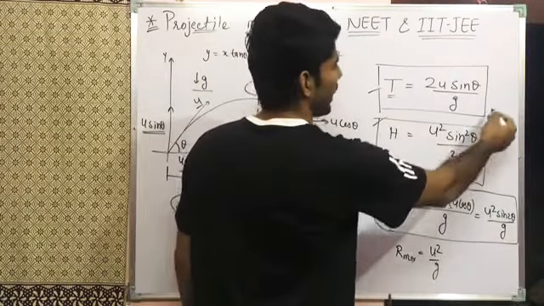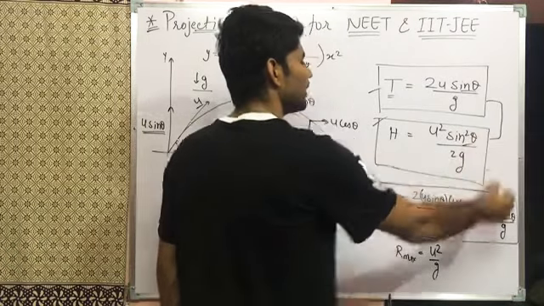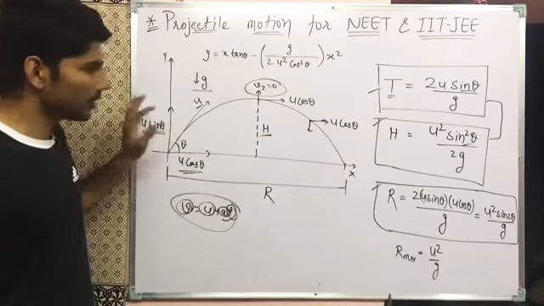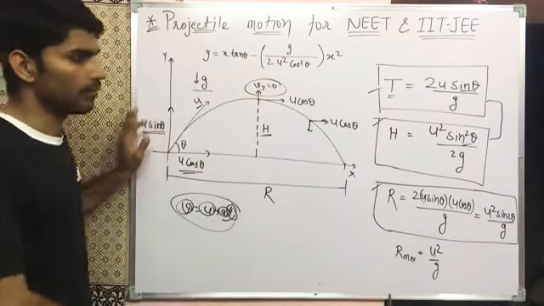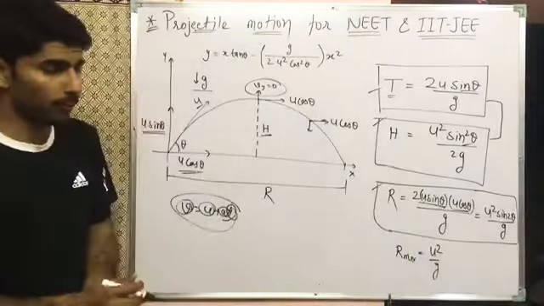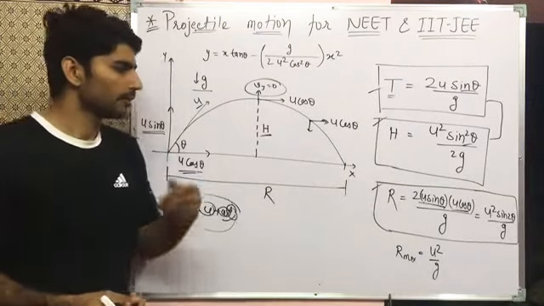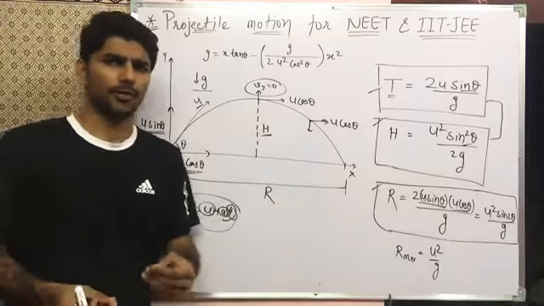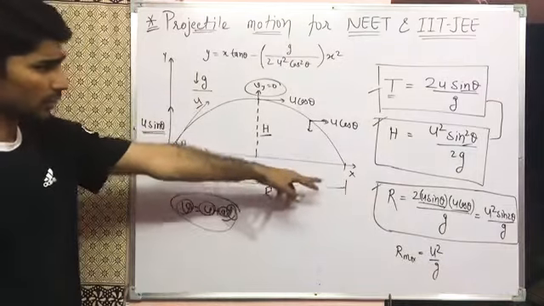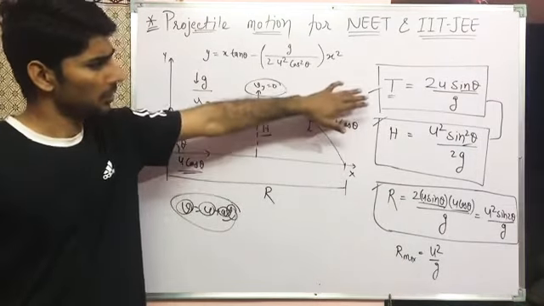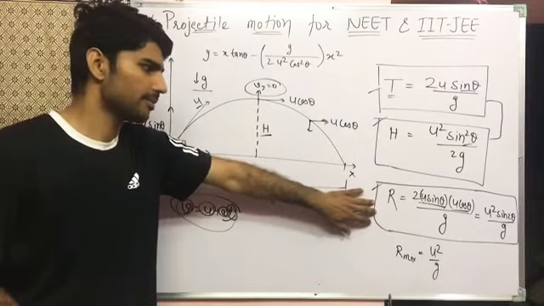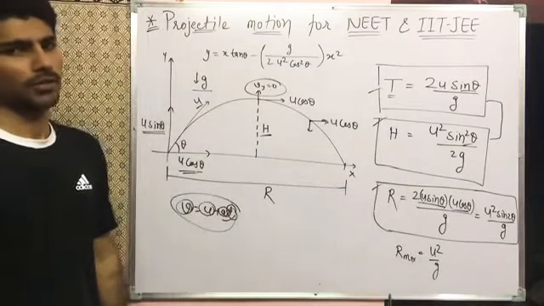The time period and height both depend only on the vertical component of the velocity, because we have sin theta in both. But the range depends on both the vertical and horizontal components. Sometimes in the examination you may be asked which quantity depends on the horizontal or vertical component of the velocity. So you can say the time period and height depend only on the vertical component, whereas the range depends on both components.